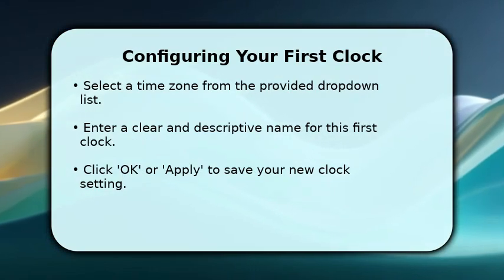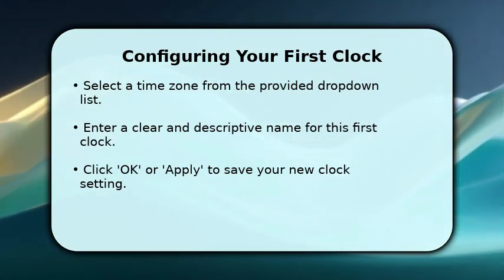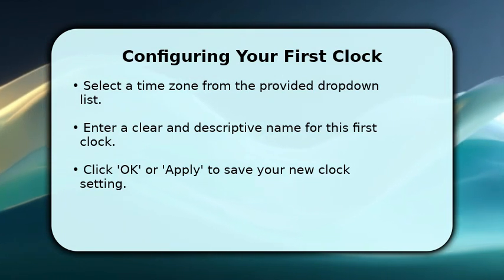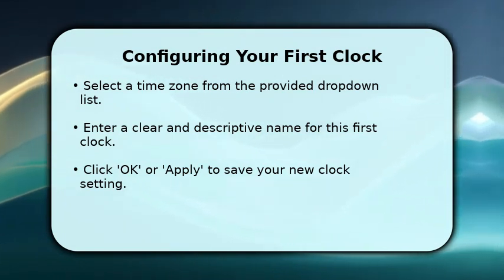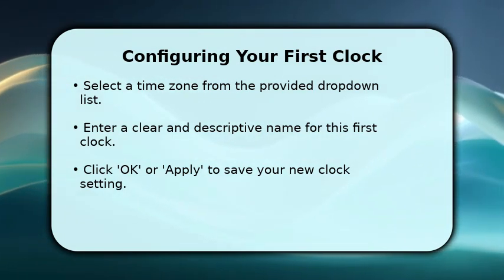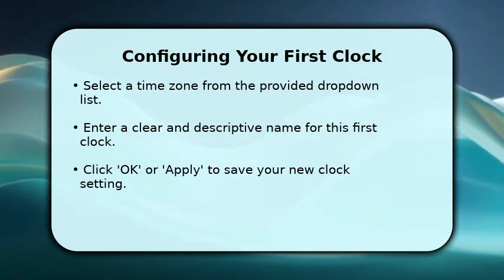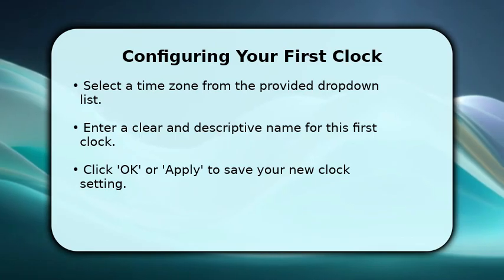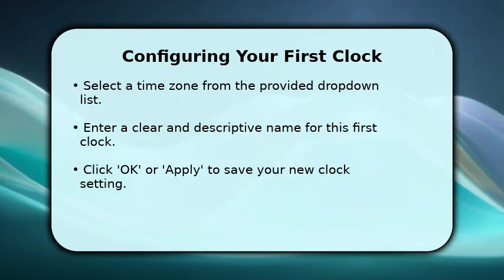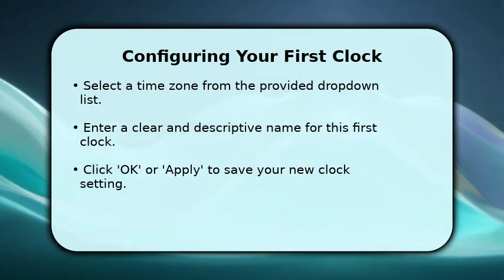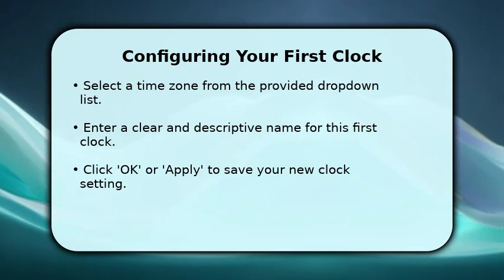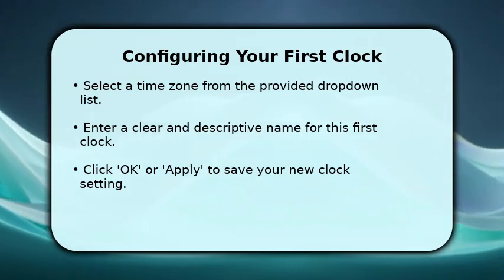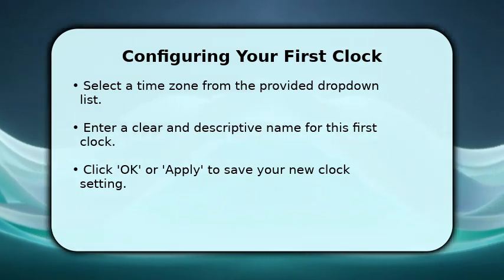Now let's configure your first additional clock. From the drop-down menu, choose the specific time zone you wish to display. For example, you might select Eastern Time, US and Canada, or London. Next, type a descriptive name for this clock, such as New York office or London branch, into the designated field. This name will help you easily identify the clock later. Finally, click OK or Apply to save these changes.